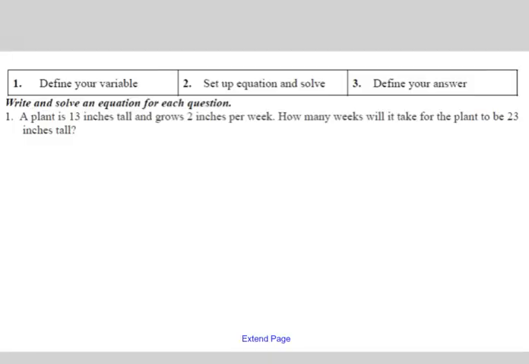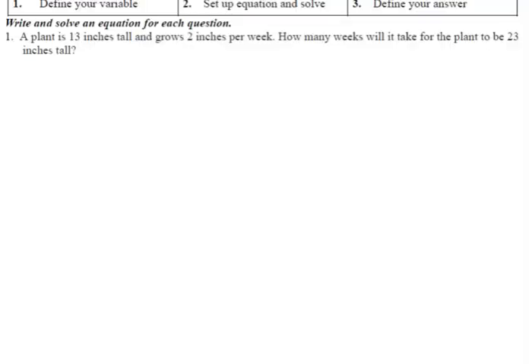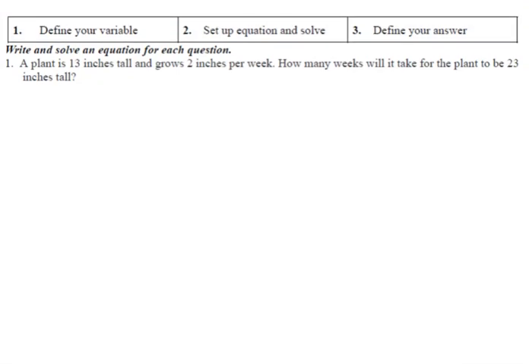So on page 5, you'll notice at the top, we have the boxes here that say to define our variable, set up our equation and solve, and then define your answer. So this is sort of the 3 steps you want to take. Define your variable just means decide what letter you're going to use and what it represents. We're going to set up an equation and solve, so write an equation and solve it. And we're going to define our answer, meaning we're going to state our answer. We're going to make sure it has appropriate units.